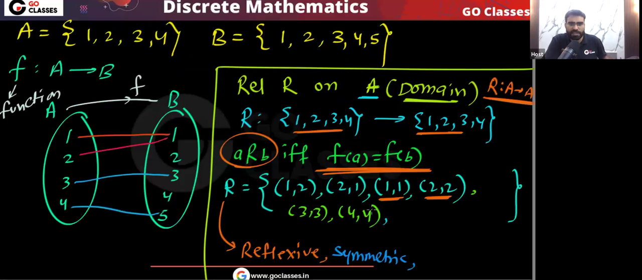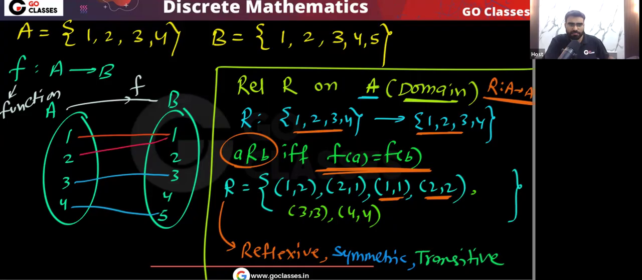Also, this will be symmetric. Yes or no? Because if they have the same image, then 1 will be related to 2, and 2 will be related to 1. So this is your relation. This will be reflexive, symmetric, and also transitive. You can easily prove it: let's assume these two have the same image, then these two also will have the same image. But anyway, this is the idea.